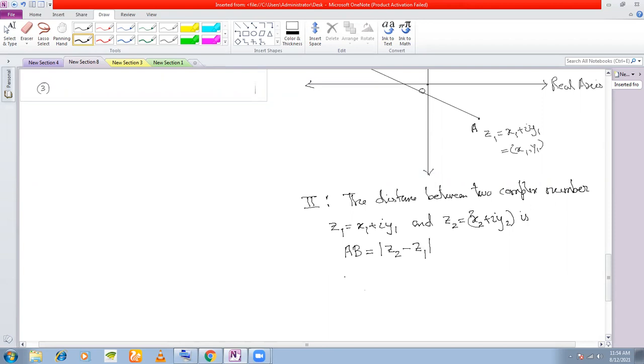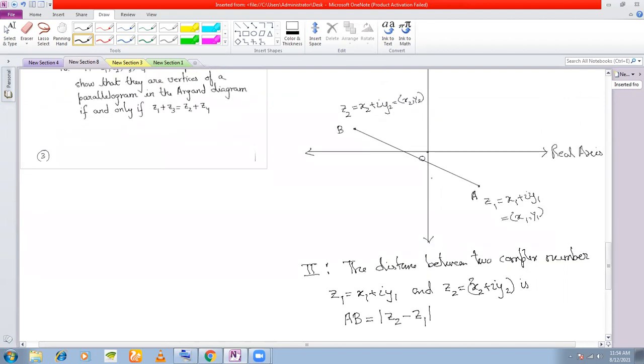Or you can also write |z1 − z2|, because the modulus of z1 − z2 is the same as the modulus of z2 − z1. So if I subtract two complex numbers and then find the modulus, on the Argand plane it will represent the distance between the two points represented by the complex numbers. These two geometrical interpretations you must know. Once we know these two results, now we can work out the problems.